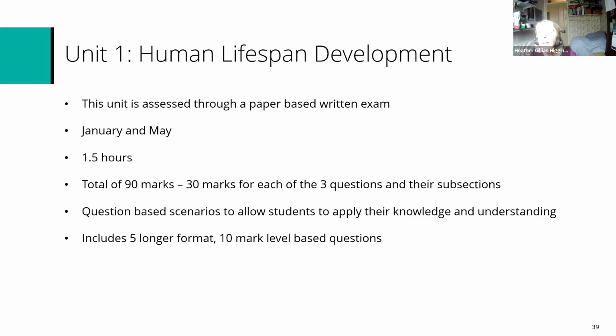So Unit 1, Human Lifespan Development. This unit is assessed through a paper-based written exam, January and May, 1.5 hours, a total of 90 marks, 30 marks for each of the 3 questions and their subsections. And you'll be aware that question 1 will be divided into sections, etc.